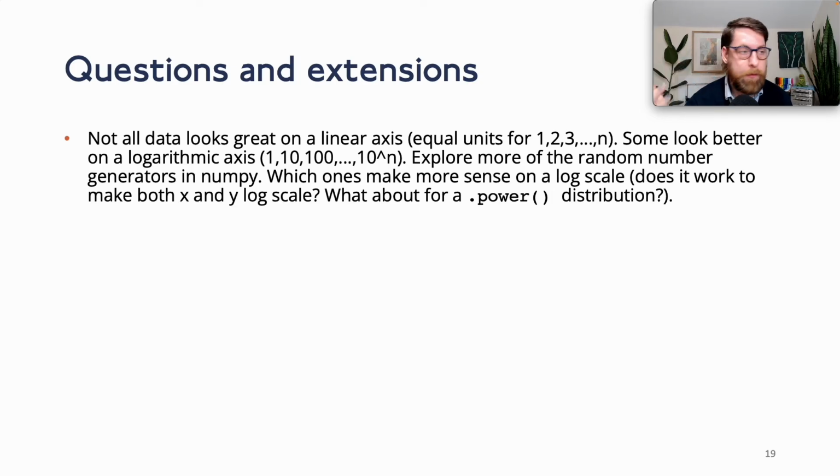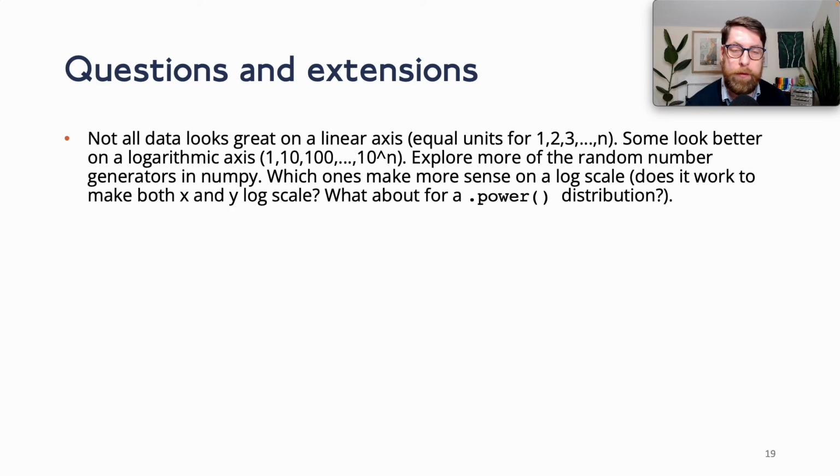So here's some questions. Does it work better to make both x and y log? And what about for a power distribution? Now, power distribution is kind of a special distribution, and if you get it right when you create that distribution and then show it on a log scale or a log plot, it should actually look like a straight line. And that has some really neat properties, and you hear a lot about those properties in network analysis and in the thing called scale-free graphs. Just have an explore of that.